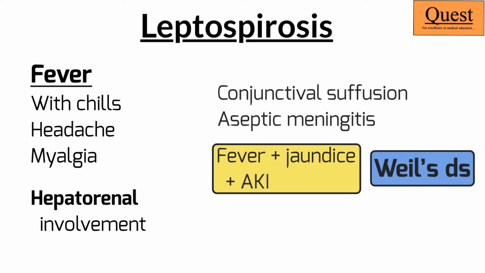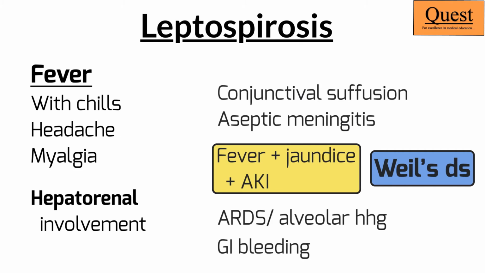Just like other conditions that we have seen, leptospirosis also puts the patient at risk of ARDS. Patients can have alveolar hemorrhages and that really increases the risk of mortality, and clinically it might look very similar to ARDS except that the patient has severe hemoptysis, and similarly patients can have GI bleeding.